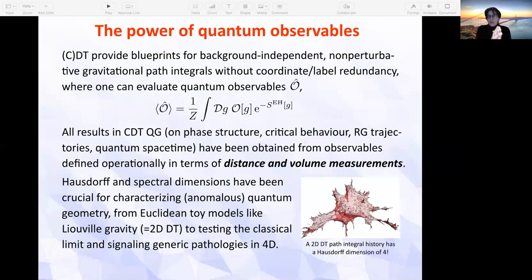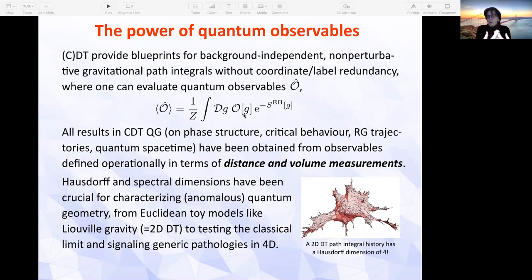So the statement is that really everything we have understood about this model, this candidate theory of quantum gravity, starting with DT, but in the more recent version of CDT, really comes from studying quantum observables. What I mean here is, in my vacuum state, I'm evaluating a given quantum observable by inserting it into the path integral. So it is some quantity that just depends on geometry.